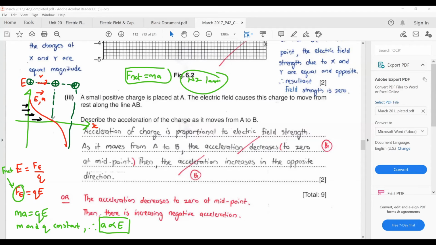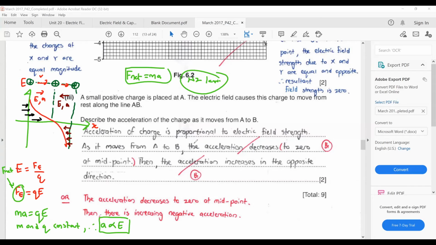Then after the midpoint, when I'm moving from here to here, my E has changed direction because there's a negative sign here, right? My E has now changed direction. It is now opposite. But at the same time, my a will also change direction along with it because E is proportional to a. But now I look at the magnitude. The magnitude is increasing. They're now in opposite direction, but the magnitude is increasing. So I could say that the acceleration will now increase in opposite direction. Hence your answer looks like this right now.